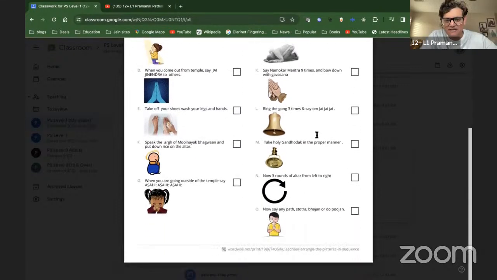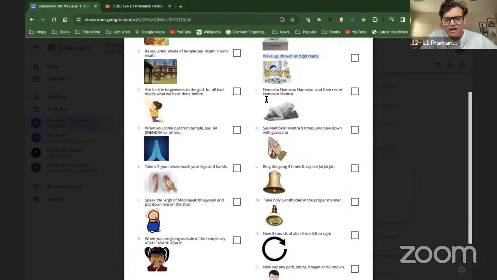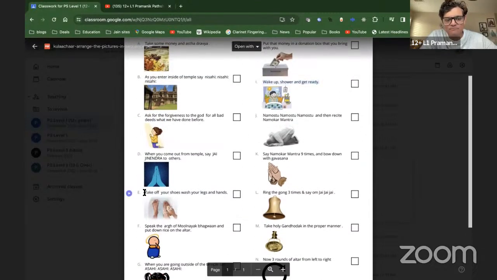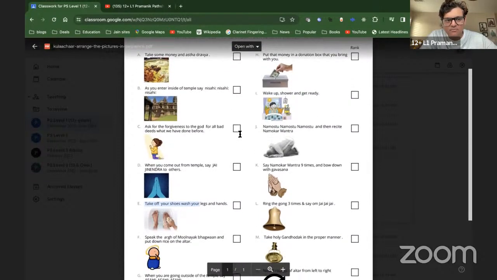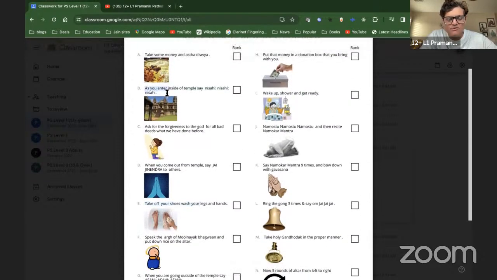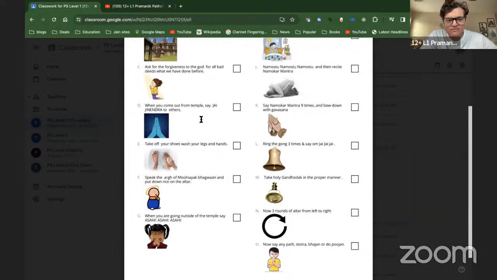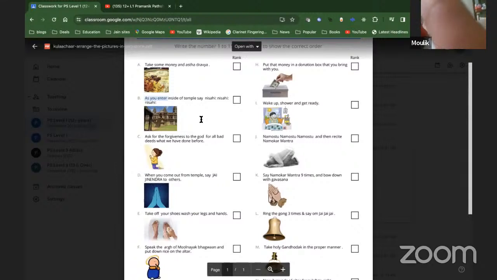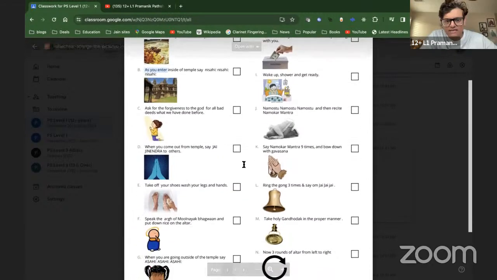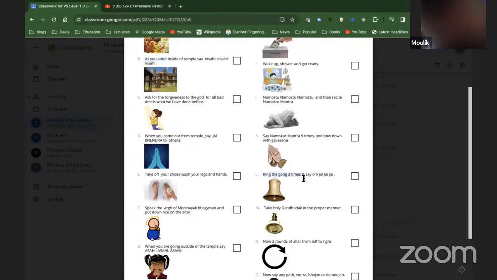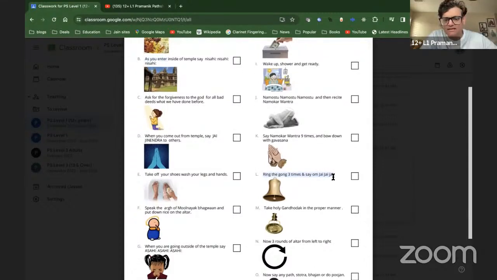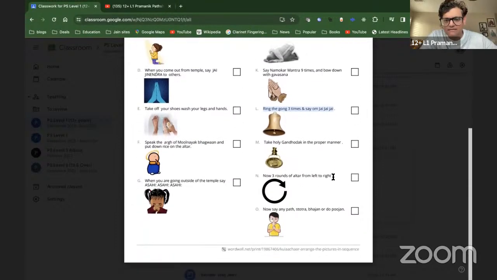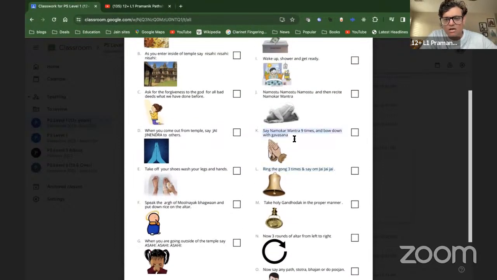Let's see if we are not missing anything. Yes. So I is first, then comes E, which is when you reach the temple, and then you say B, which is as you enter inside the temple, you say Nissahi, Nissahi, Nissahi. What's next? Namostu? Let's see. No, before that. Oh, wait, ring the gong 3 times? Ring the bell 3 times and say Om Jai Jai. है ना? Once you have done that, then you say Namokar mantra 9 times and bow down with Gavasan. Right?